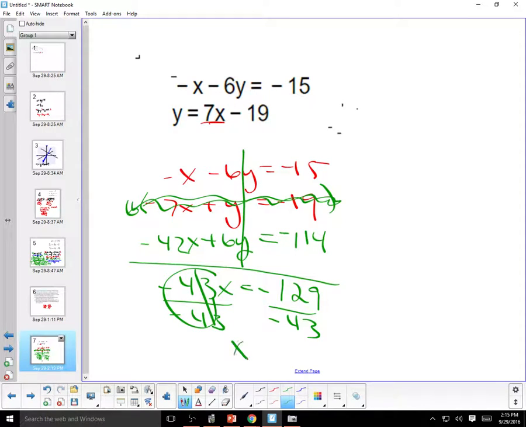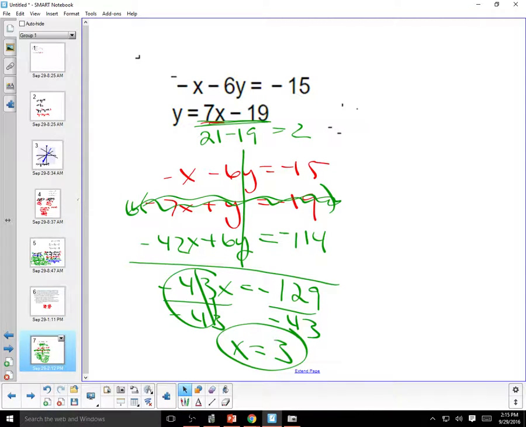Where'd you get 43? It's 42, because the negative x minus 42. Oh, never mind. Okay, and they're both negatives. What is that? 3? Yeah, it's 3. So there's my x. Now y equals this, doesn't it? So 7 times 3 is 21. 21 minus 19 is 2. So there's your y. So the points are 3, 2? The solution is 3, 2.